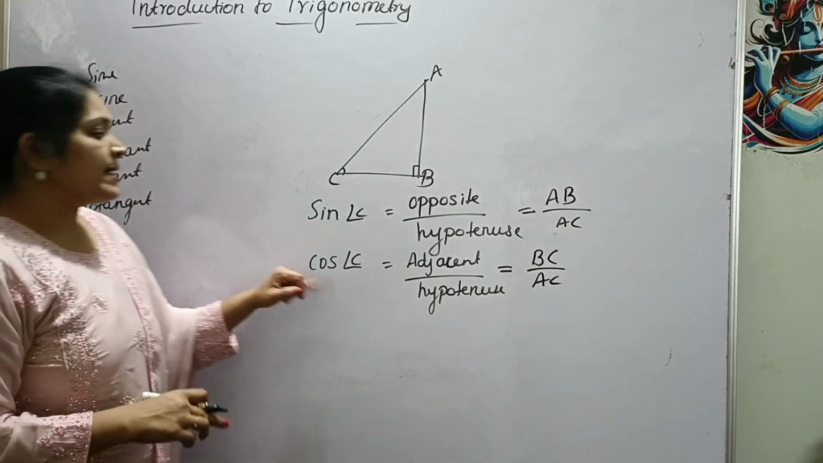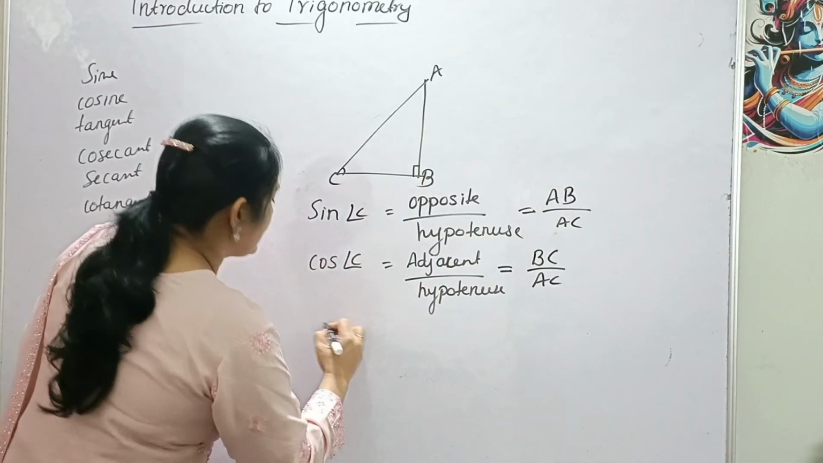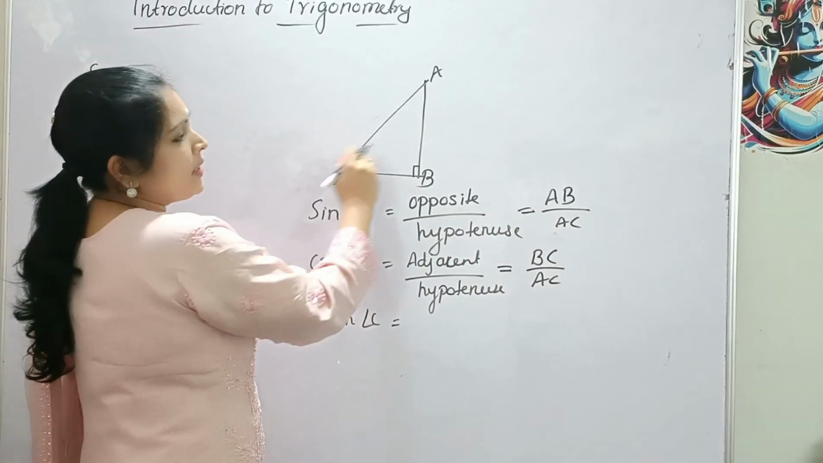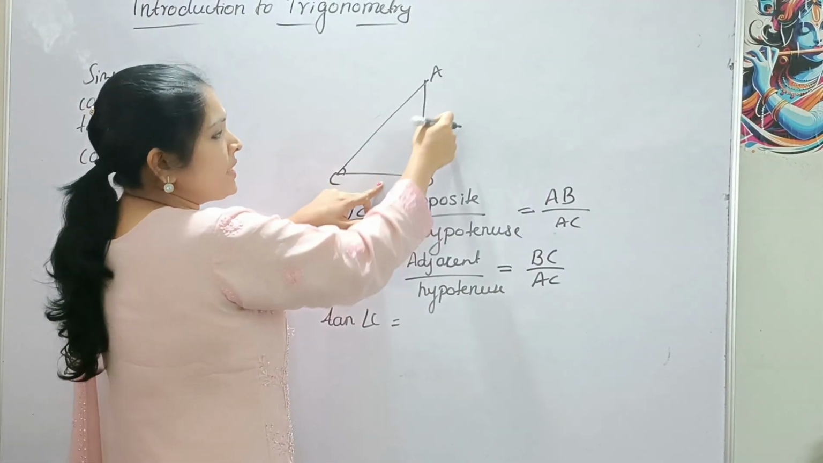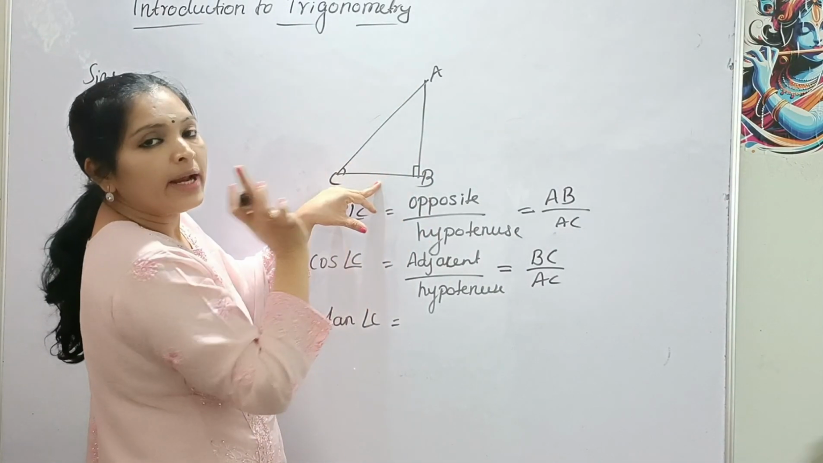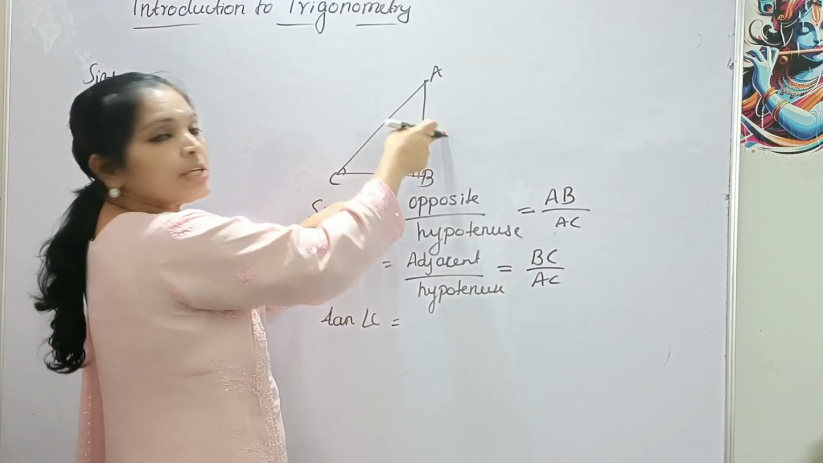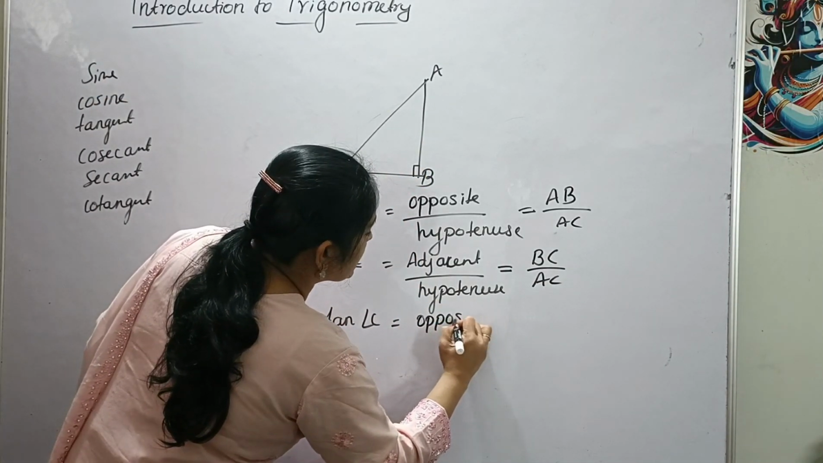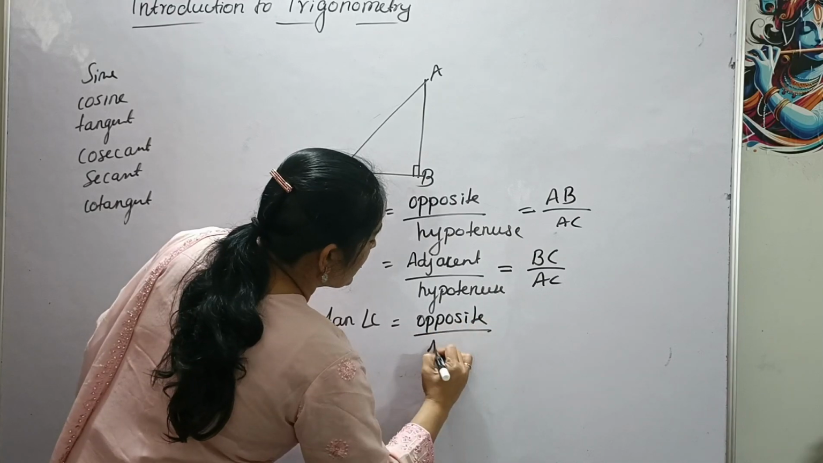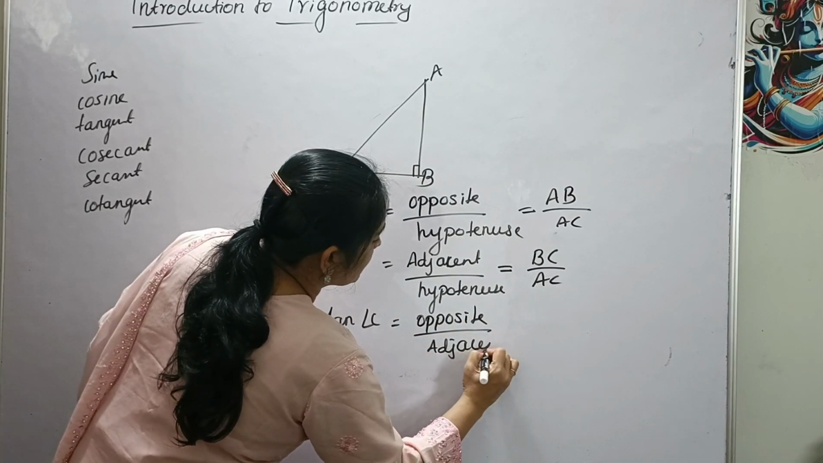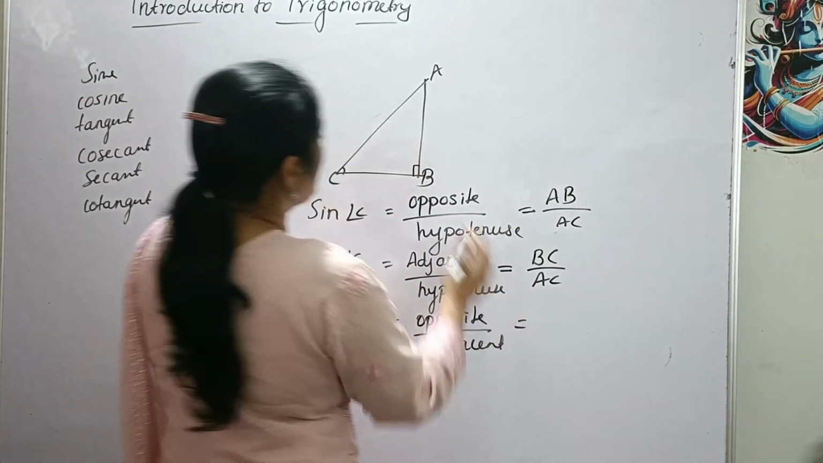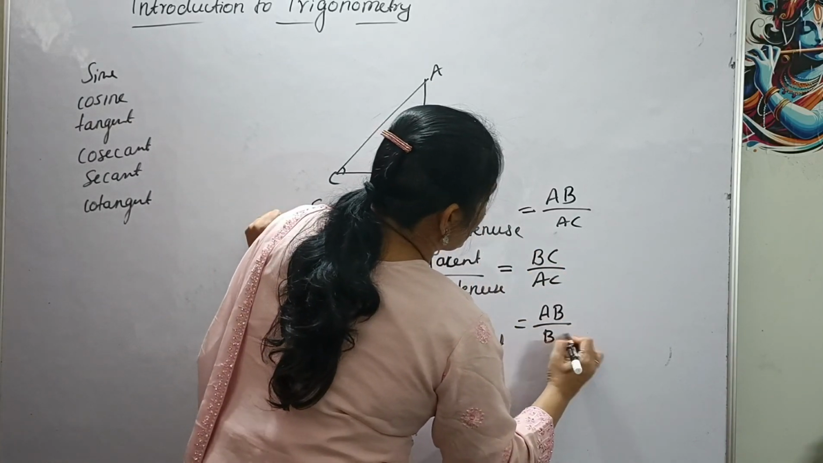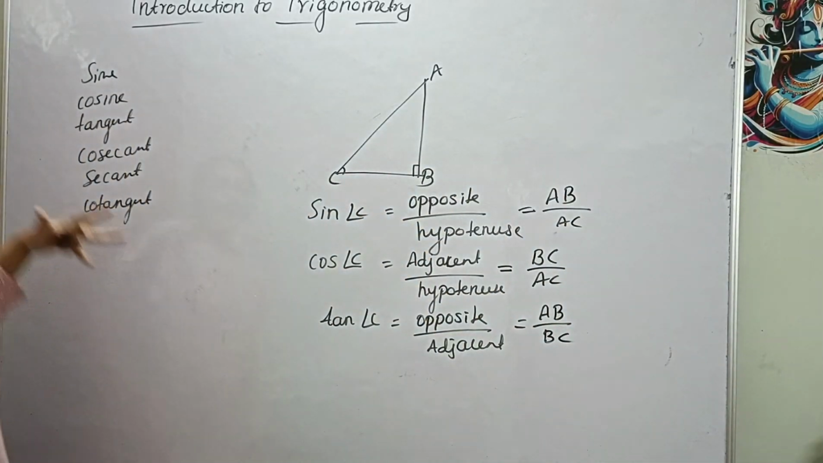Next is tan C. Tan C is equal to opposite divided by adjacent. Tangent is opposite divided by adjacent. That is equal to AB divided by BC.